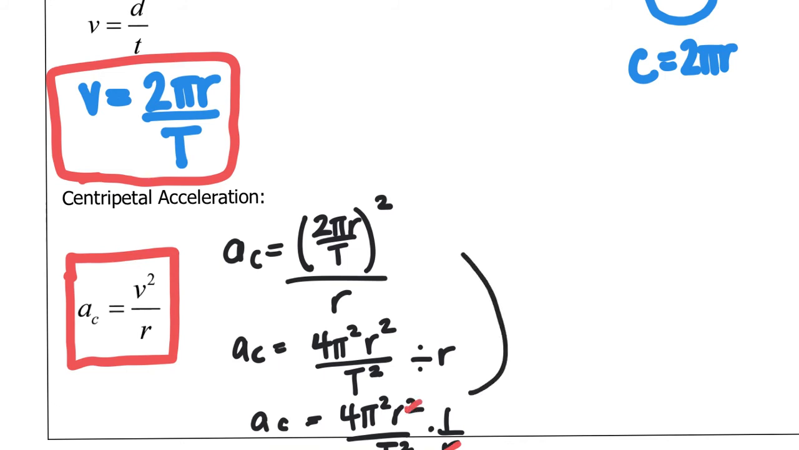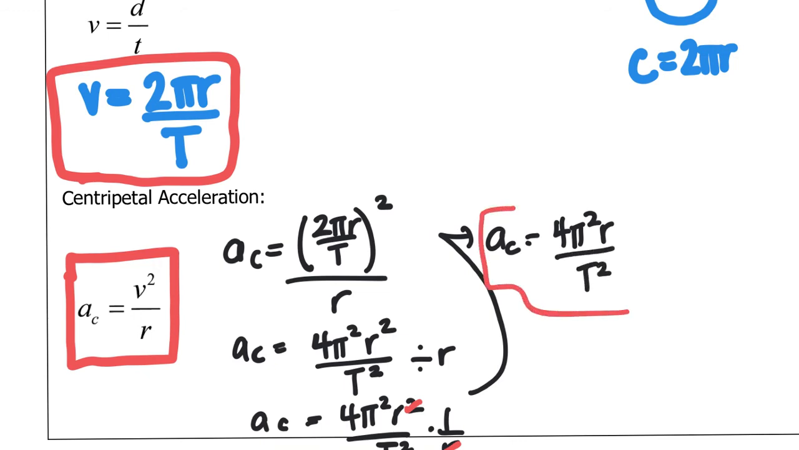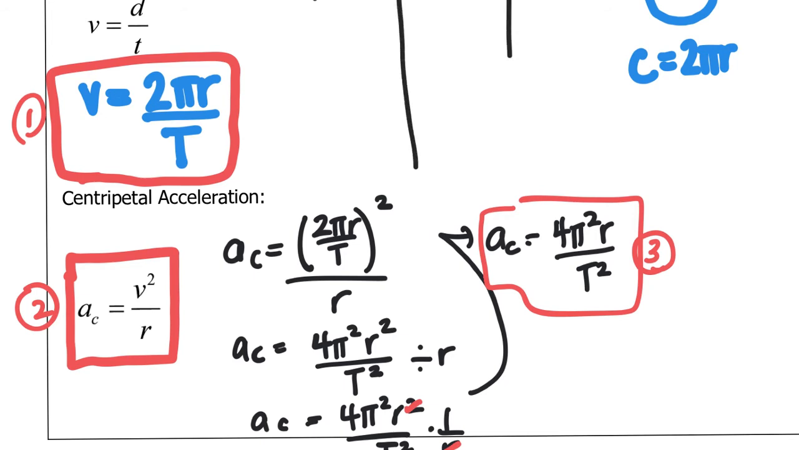So I end up with my second formula for centripetal acceleration, which says a_c equals 4 pi squared r divided by T squared. Okay, so we have three formulas that should be on your formula sheet under circular motion. What you'll probably want to do is also add to your formula sheet where we're defining our variables.